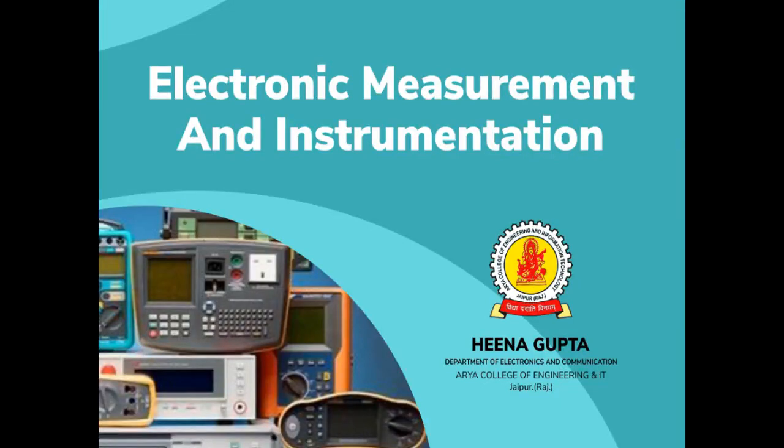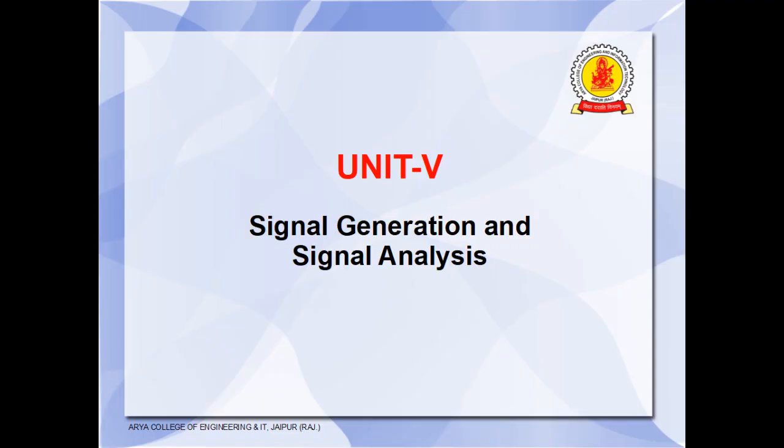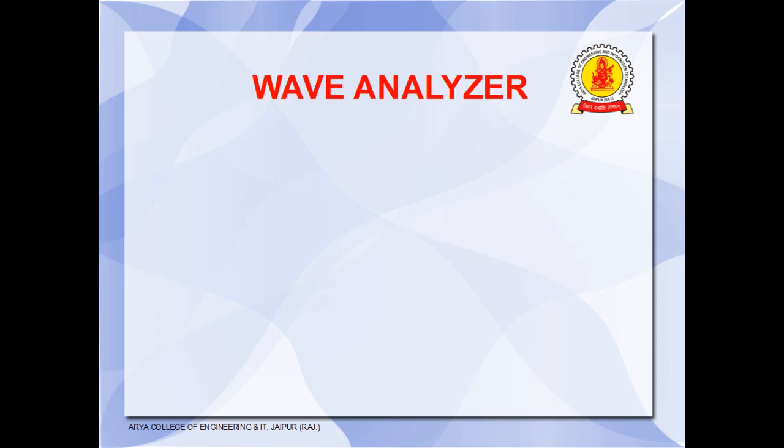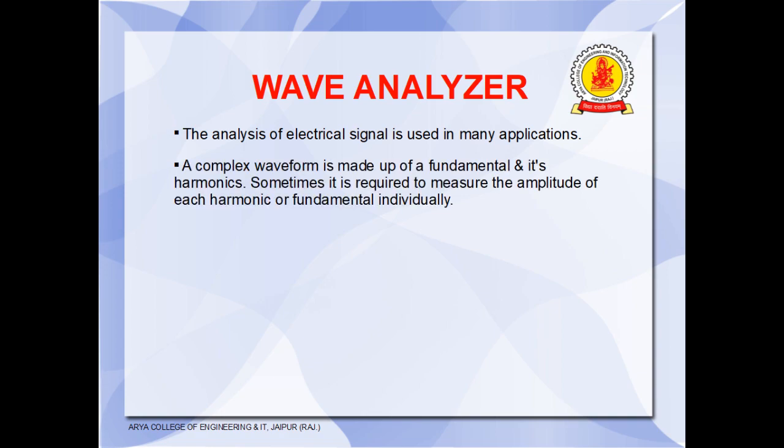Dear students, as we have discussed the various types of signal generation methods, today we will discuss how these signals are analyzed. The analysis of electrical signals is used in many applications. The electronic instrument used to analyze a wave is called a wave analyzer. It is also called a signal analyzer, since the terms signal and wave can be used interchangeably.